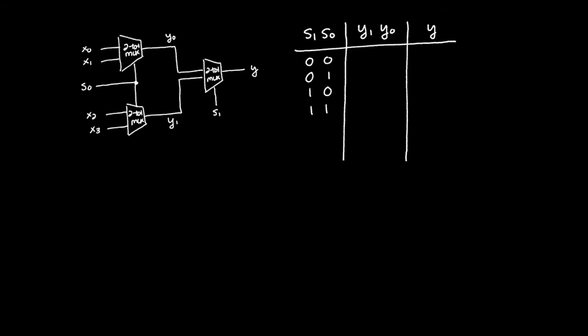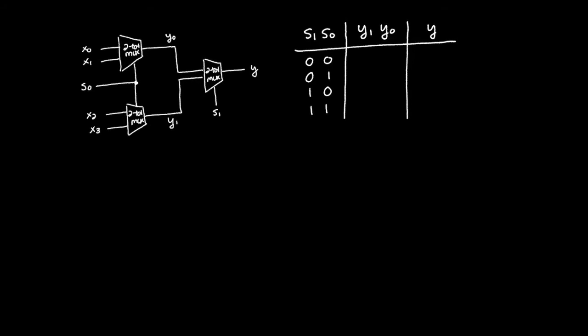And I'm doing this to convince you that, in fact, this is a 4-to-1 MUX where, based on the value of S1 and S0, my output Y will be one of the four inputs X0 through X3. So let's see if in fact this is the case. So let's go step by step.